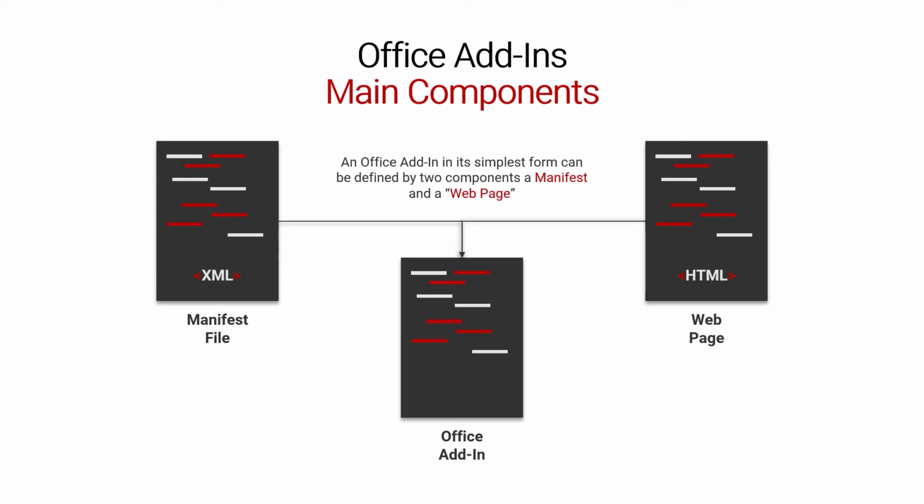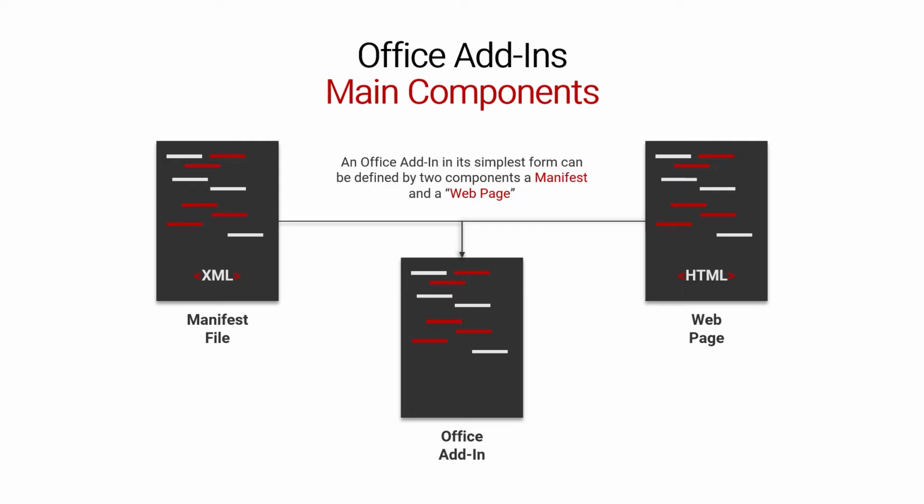Okay, so now that we have an idea of frameworks and how they differ, what are the main components? How do we think about an add-in at a really high level? Well, at a bare minimum, an add-in can be thought of as a manifest file, which is written in XML, and then a web page, which is HTML. The XML manifest file is kind of like a contract. It tells Office what the add-in does and the things that Office needs to do in order to install it.